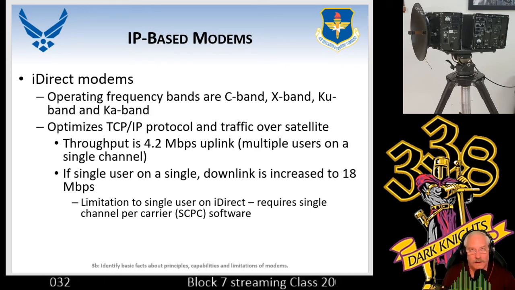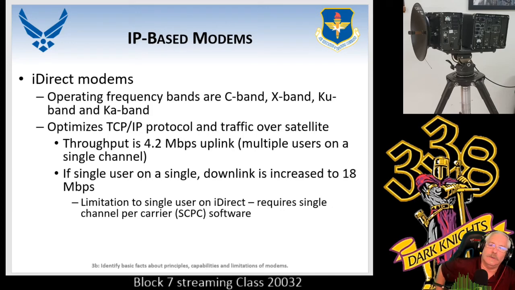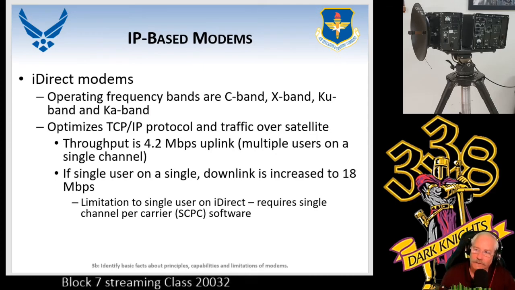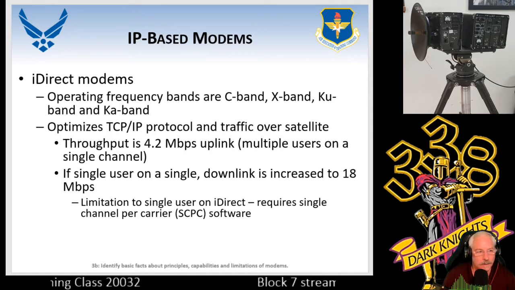I think it's starting about 2.3, maybe 2.5 for C band, all the way up to the KA band top end. You're looking at about 40 gig. So 2.5 to 40 gig. Now, if you'll notice, it says C, X, KU, and KA band. Wait a minute, where's the K band? Well, we don't use the K band for this type of modem.